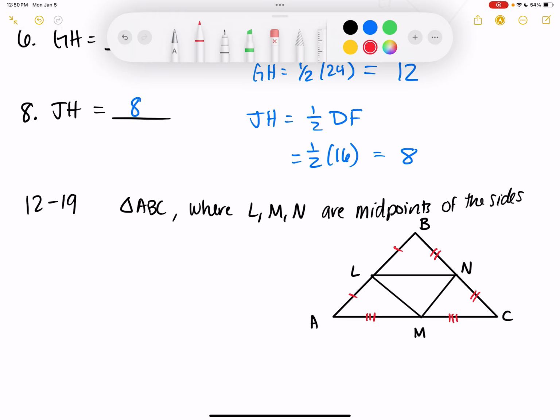So in a different way, they've given us the same information, so then I know that LN, NM, and ML are all mid-segments of a triangle.